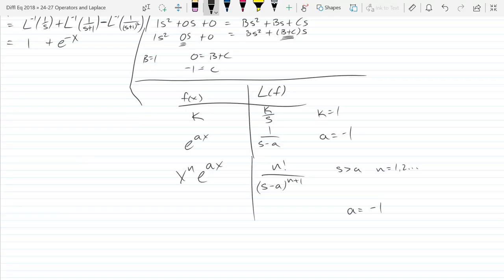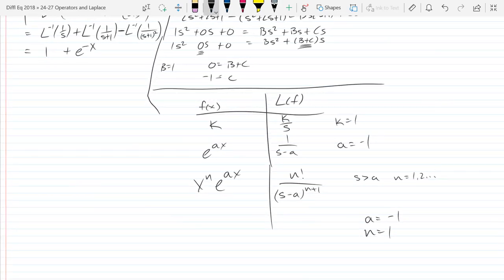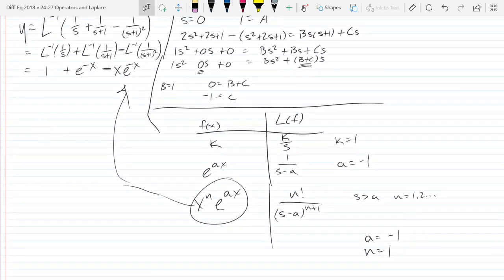What is n for us? 1. N is 1. It almost looks like it should be 2, but n's really 1 here, because it's n plus 1, which will give us a square power when n is 1. All right, so I'm writing the left term up here with a -1 and n is 1. There's still that minus sign that was already there. So it's x to the first, e to the negative x. Okay, any questions on using that table right there?